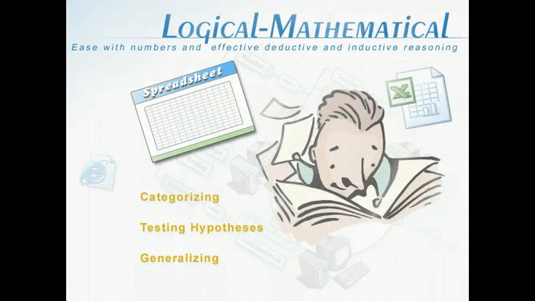Another intelligence type is logical-mathematical. Characteristics of this type include ease with numbers and effective deductive and inductive reasoning. They also show strength in categorizing, testing hypotheses, and generalizing. You can reach students of this type by implementing spreadsheet and database programs, strategy games, problem-solving software, and educational simulations, showing problems and results.